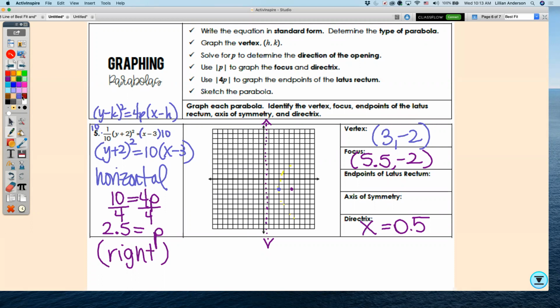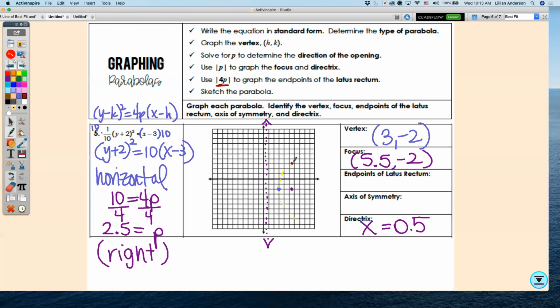Get those points for the lattice. Remember, that's the absolute value of 4p. Well, 4p was equal to 10. So that means from endpoint to endpoint should be a total of 10 units from the focus. So from the focus, how many up, how many down?